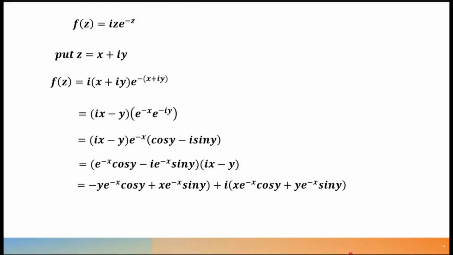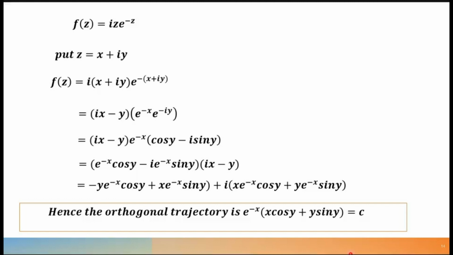So e raised to x into e raised to minus x into x cos y plus sin y plus y sin y. Okay. So the orthogonal trajectory is the imaginary part, e raised to minus x into x cos y plus y sin y. Correct. Equal to C.